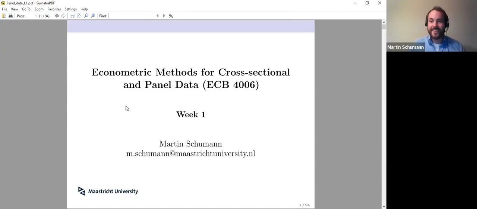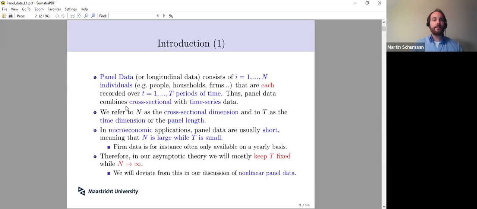This course is about both cross-sectional and panel data, but mostly we will view the models from the point of view of panel data. Now, what is panel data, you may ask? Well, panel or longitudinal data consists of n individuals, which can be individuals in the sense of people, households, firms, countries, whatever you want. The condition is that each of those individuals is recorded over at least 2 periods of time in order to have a panel.